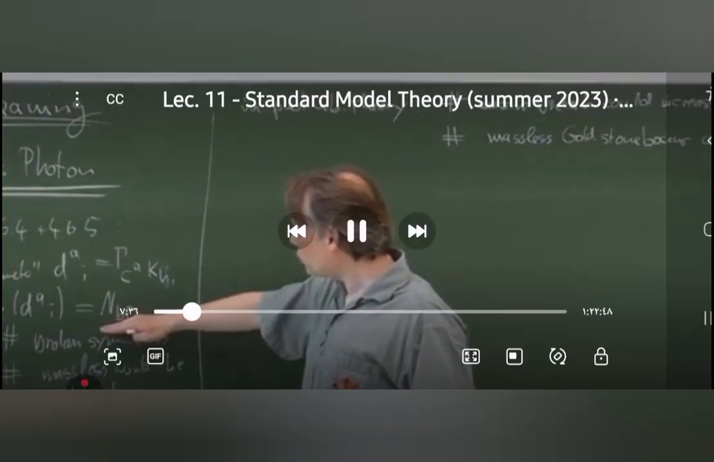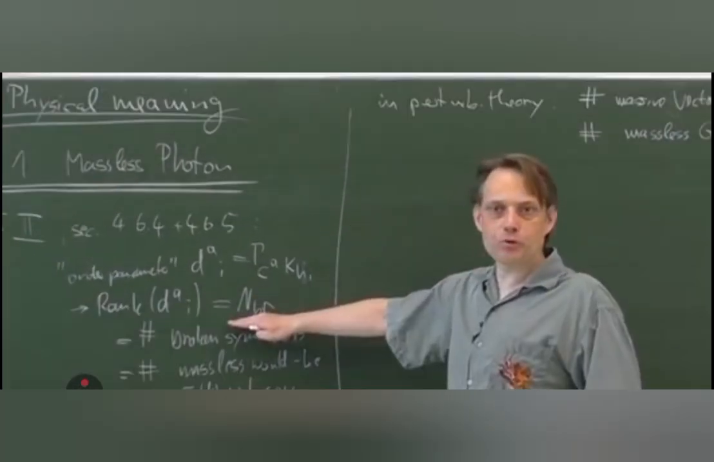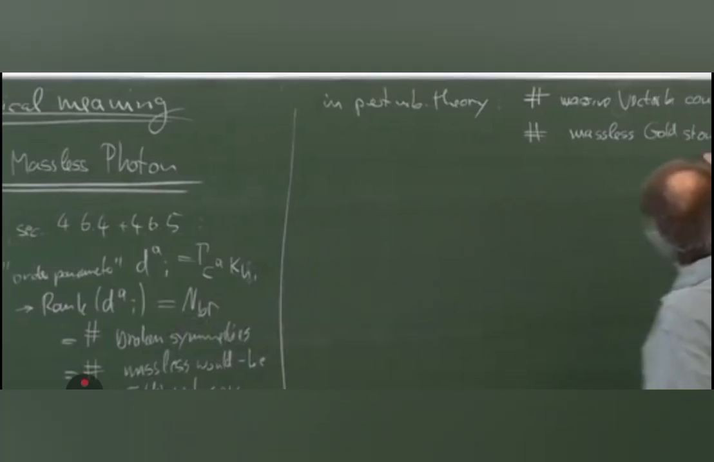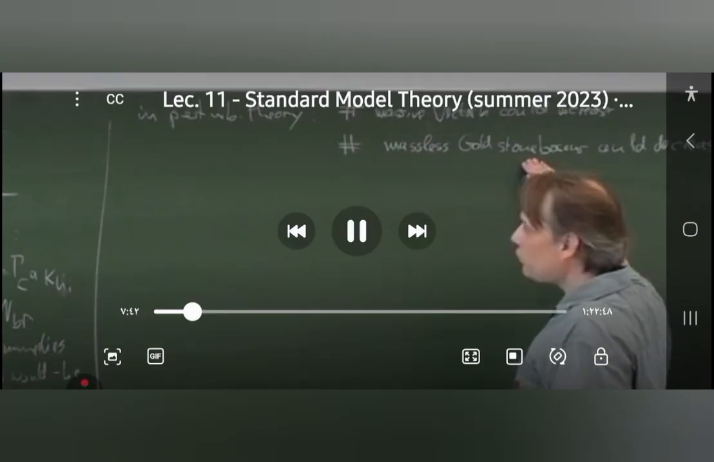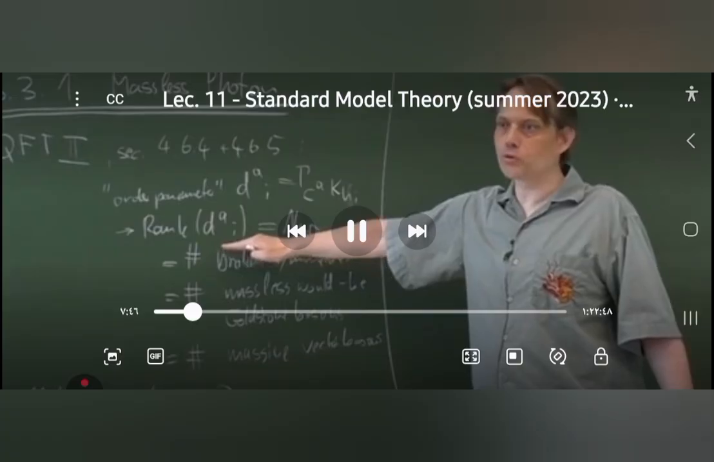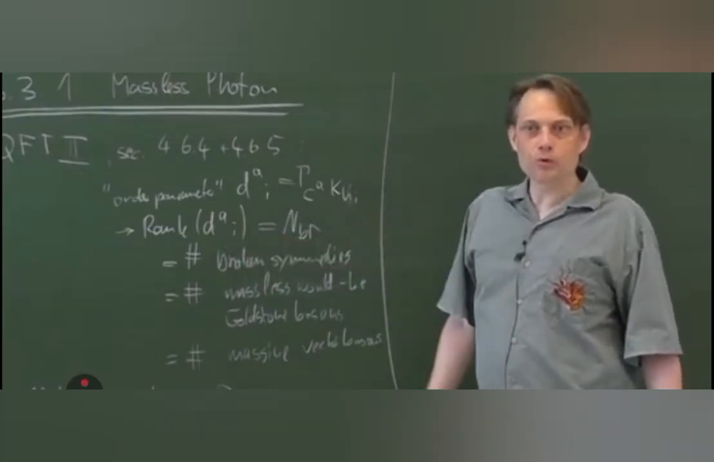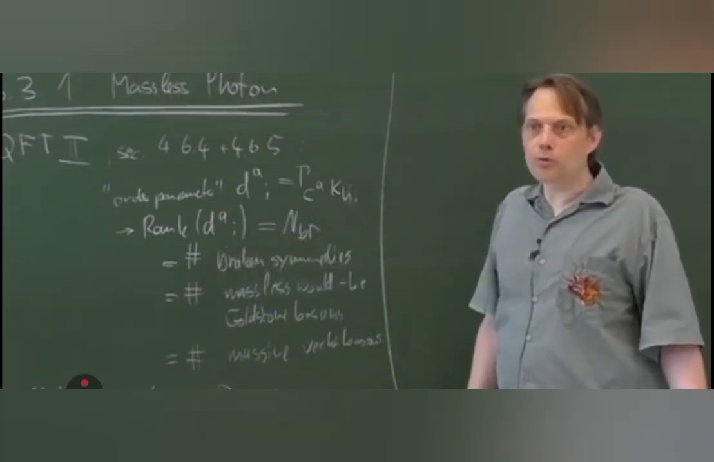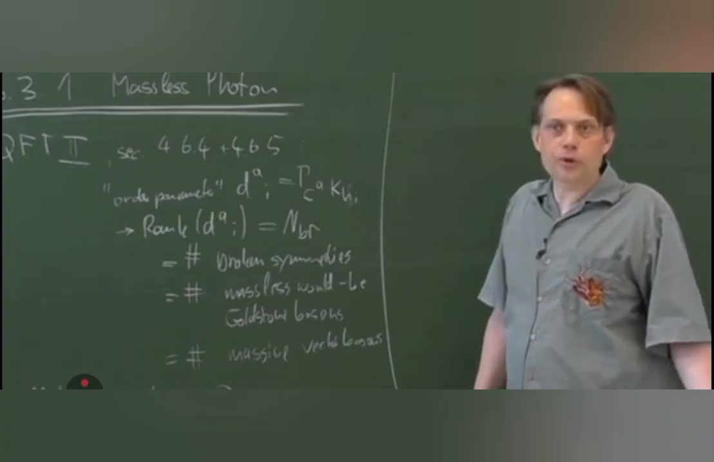That would mean that the rank would go up from 3 to 4. The number of massless Goldstone bosons could decrease. That would mean that the rank would go down from 3 to 2 or some other smaller number. So the rank cannot simultaneously go up and down. Therefore, it must remain constant.